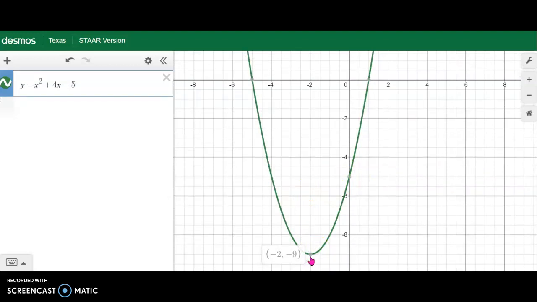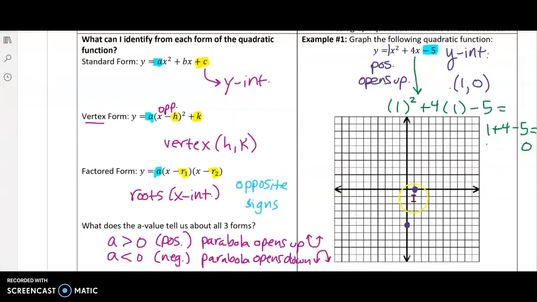Oh, here's my vertex. Notice how when I click on this, guys, it gives me a lot of points. It gives me my roots, my y-intercept, and my vertex. And if I have a point here on the left, my y-intercept, I should have an identical point here on the right. Sorry, left side. So let's go ahead and plot those points that we know.